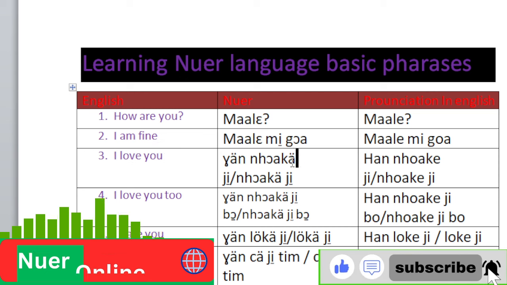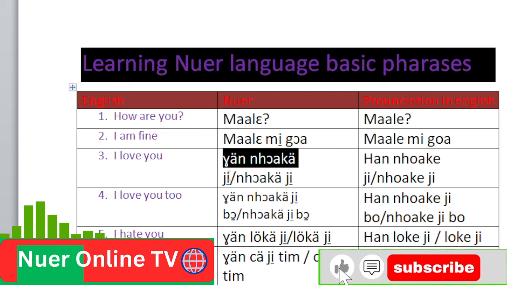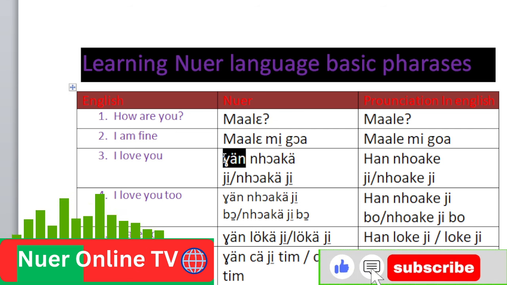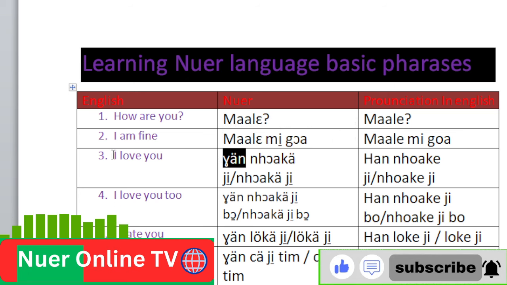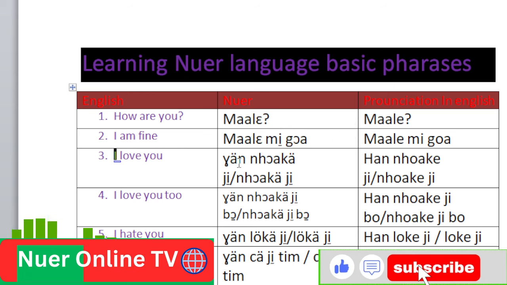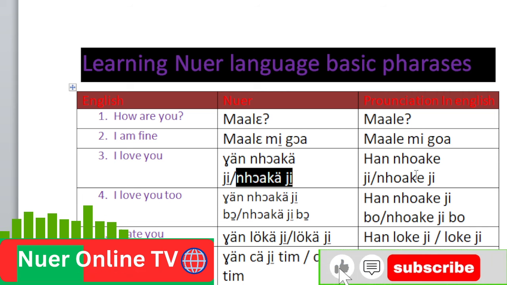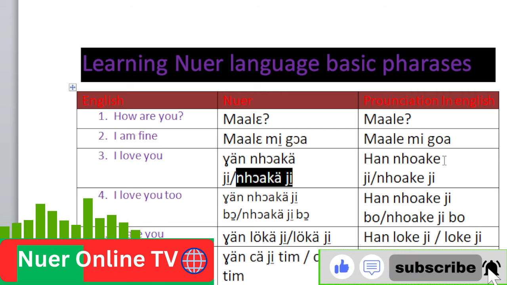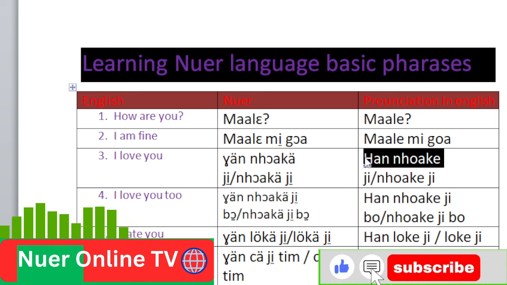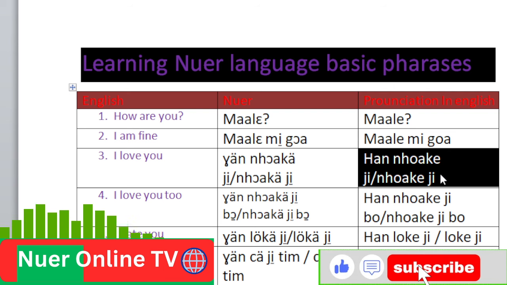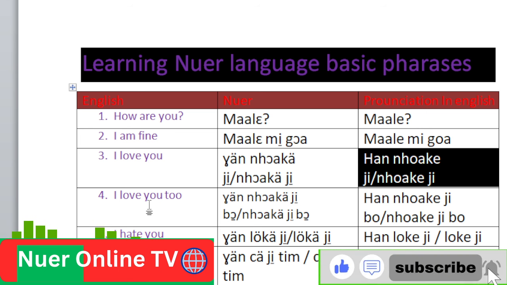Number three, I love you. In Nuer language we say it Hen Nwakaji. In another way, you can remove hen. I mean hen in Nuer means I. We can say it Nwakaji. If you don't want to say it the long way, you can simply say Nwakaji. I love you.